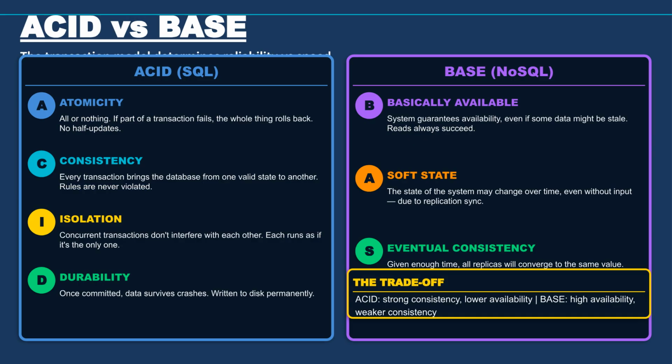ACID and BASE describe the transaction models. SQL databases provide strong consistency via ACID. NoSQL databases generally favor high availability and scaling using BASE properties: basically available, soft state, and eventual consistency. This is the core trade-off between the two technologies.